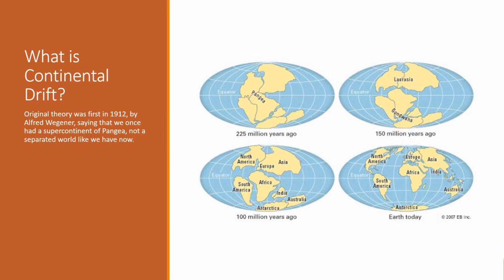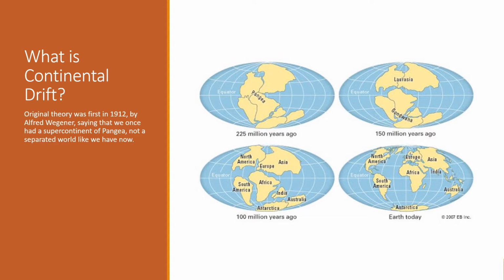Originally, the theory of continental drift was first started in 1912 by Alfred Wegener, saying that we once had a big supercontinent which is now known as Pangea. This was a supercontinent, meaning that all the land masses that we now know were all connected, not a separated world like the one we have now. But how did we go from one supercontinent of Pangea to multiple large continents like the Earth we have today?